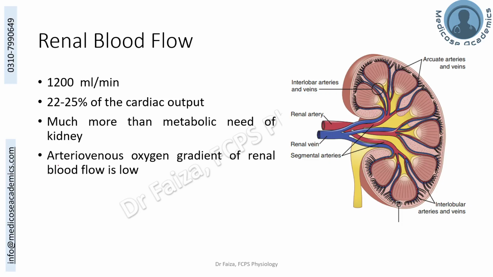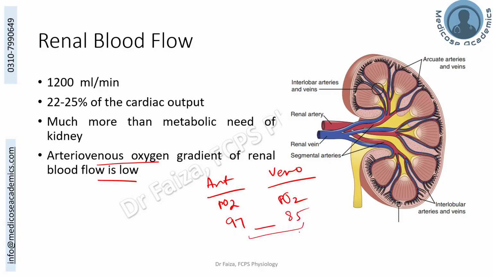That is why the arteriovenous oxygen gradient is very low, because let's suppose the arterial blood entering the renal vessels had a partial pressure of oxygen of, let's suppose, 97 millimeters of mercury, the venous blood would still have a much higher, let's suppose 85 millimeters of mercury, a very low gradient, because this was the amount of oxygen which was required by the kidneys for the metabolic needs. The rest of the blood was coming for the filtration of the waste products.